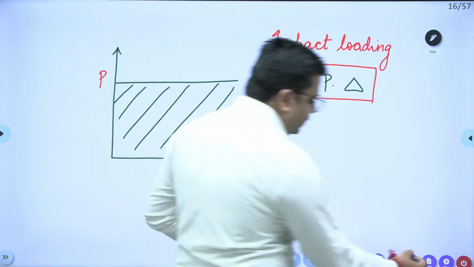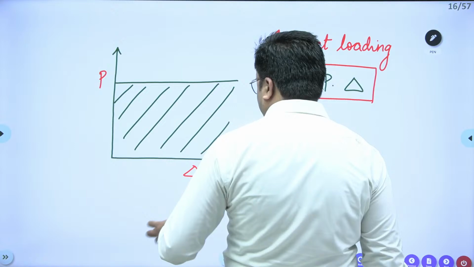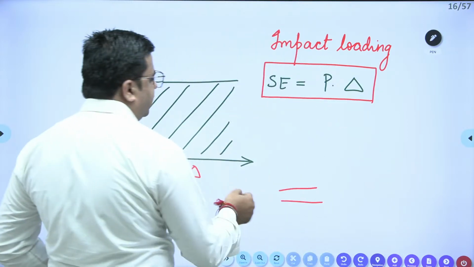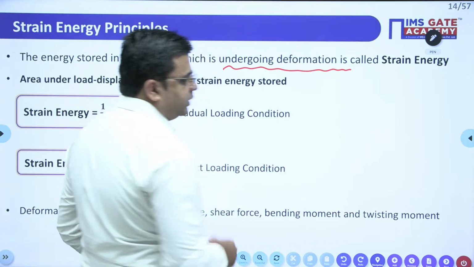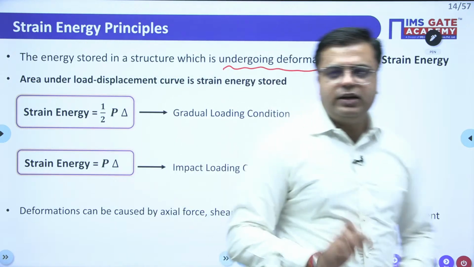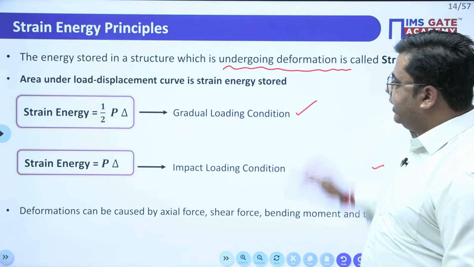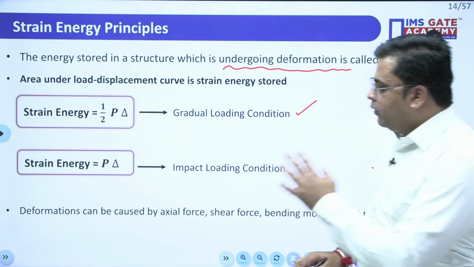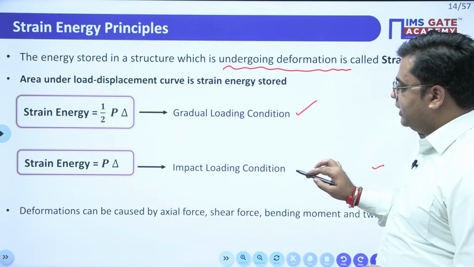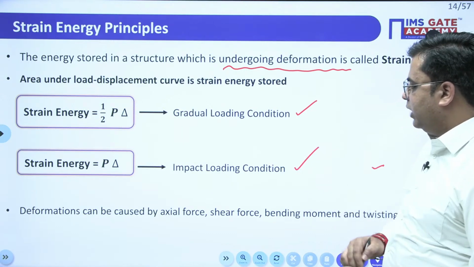Correct? So just keep these things in your mind, because a multiple select question or a statement can be framed using these two relations. For a gradually applied load, the strain energy stored is half P into delta. For an impact loading condition, the strain energy stored is P into delta.